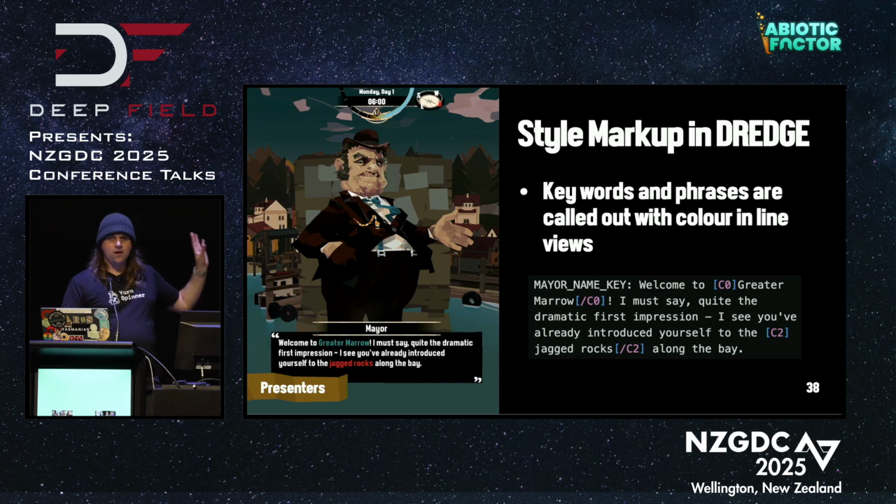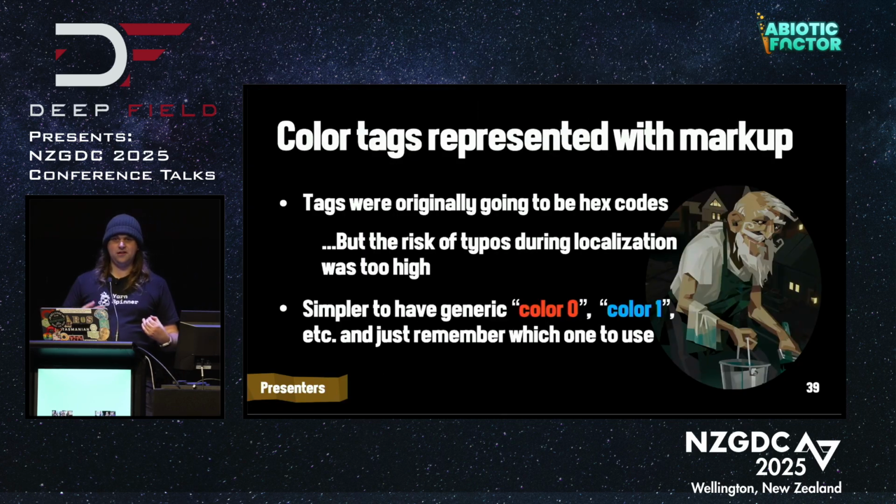So a lot of people, when they build systems like this, they go, yeah, cool, one of them will be blue and the other one will be red. And that was the original plan for Dredge. There were going to be hex codes, and that way you could encode the color into it. But then it was decided that the risk of typos during localization was too high, because the entire line gets translated, and that includes all this additional content. And there was a real risk that people would translate or make typos or otherwise get in the way of this. So it was simpler to have a generic color 0 and color 1, and then just remember which one you needed to use.